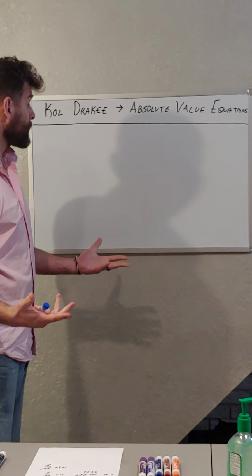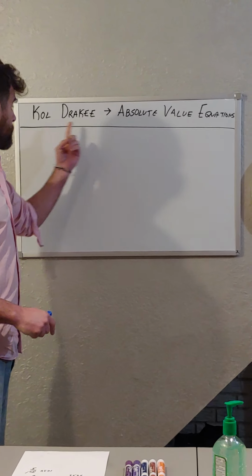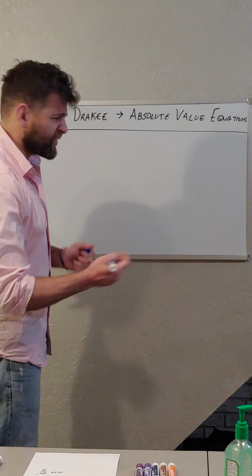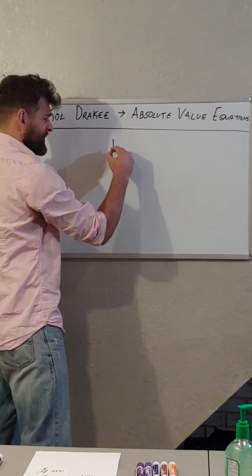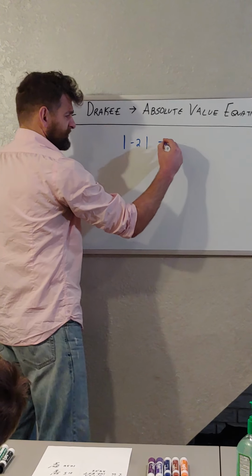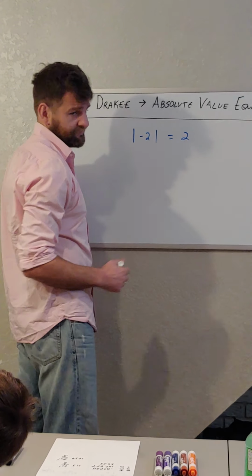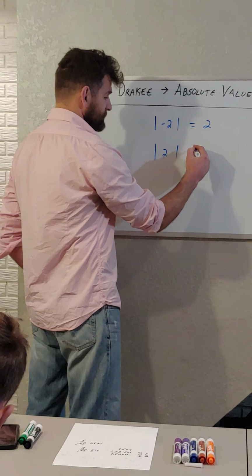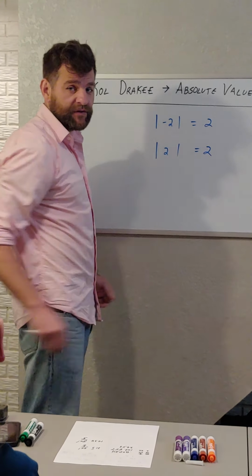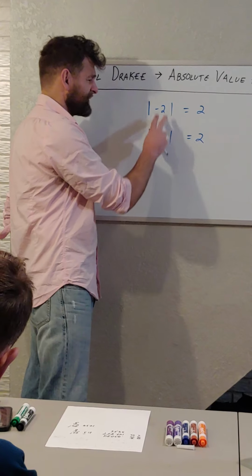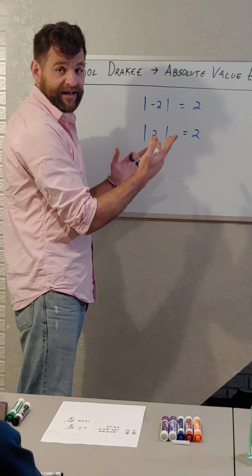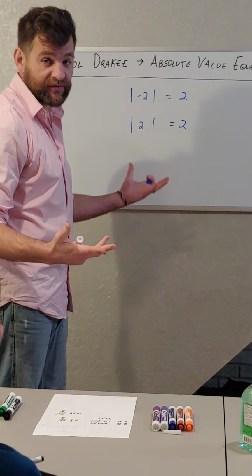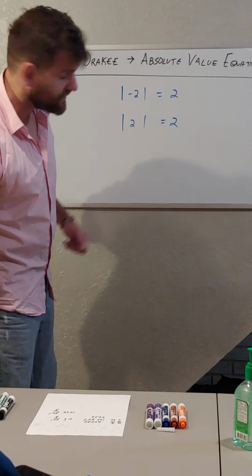Very common question. How do you do absolute value equations? First thing we're going to do is just take a quick review of what absolute value does. So the absolute value of negative 2 is positive 2. Absolute value of positive 2 is also positive 2. So you're just going to take whatever number's in here, and if it's a negative, remove the negative. If it's positive, leave it positive. That's really all there is to absolute value on something like this.